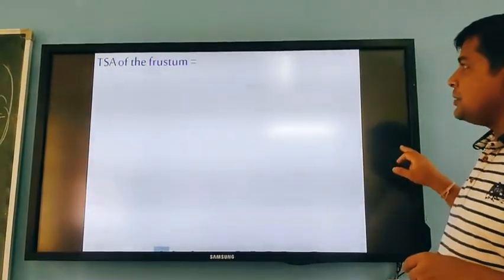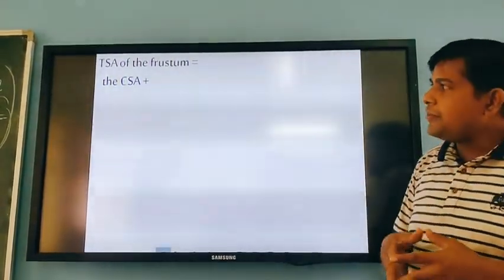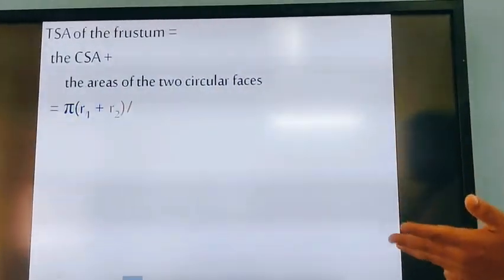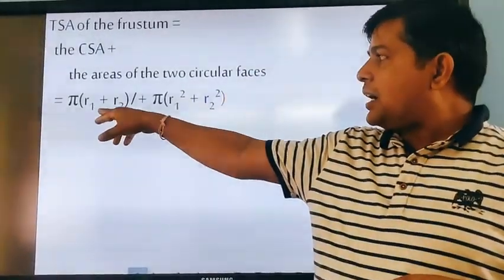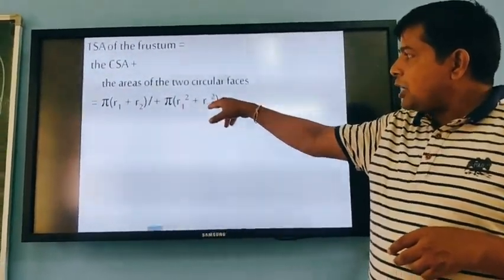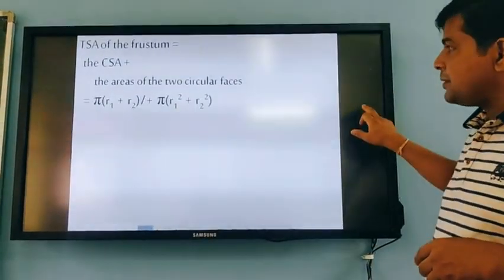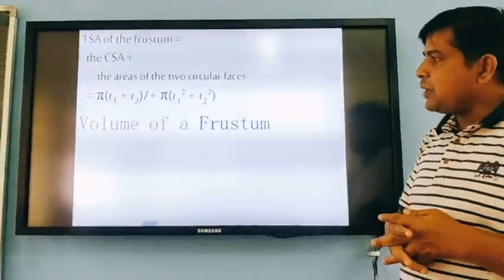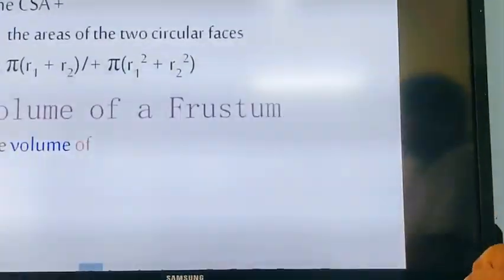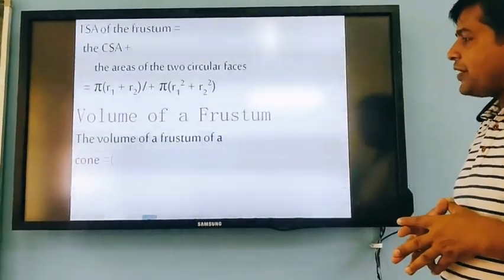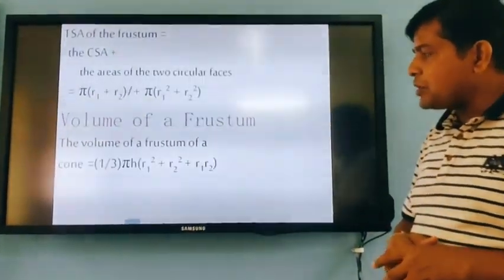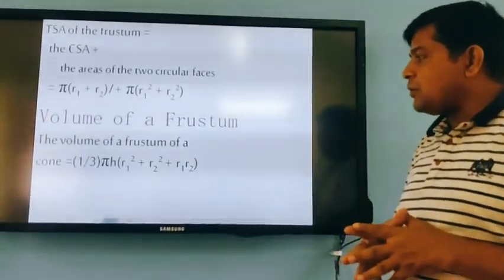Now the total surface area of the frustum is the curved surface area of the frustum and the area of the two circular faces, upper circular and lower circular. That is pi (R1 plus R2) multiplied by L plus pi (R1 square plus R2 square). This is the two circular regions. Now what is the formula for finding the volume of the frustum of a cone? The volume of a frustum of a cone is 1 by 3 pi h (R1 square plus R2 square plus R1 into R2).